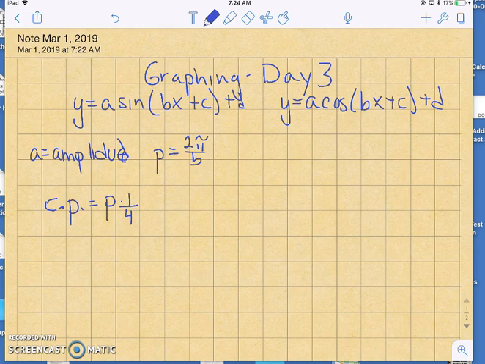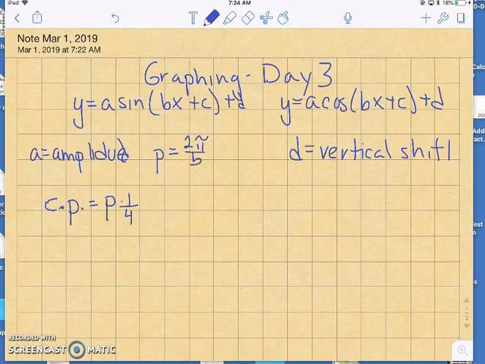But now we have these C and D letters. The plus D is probably the easiest. We've added that to other graphs, such as if we'd had x squared plus 2, it just shifts it up 2. So the D does the same thing. D is our vertical shift.